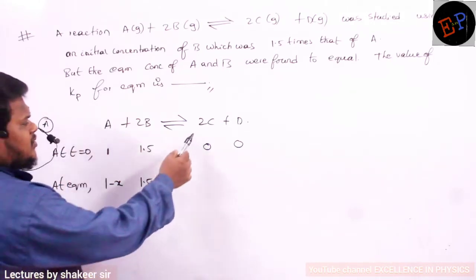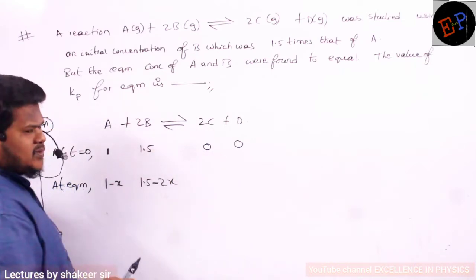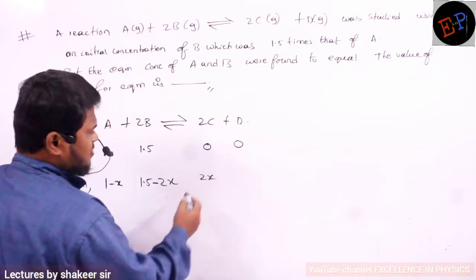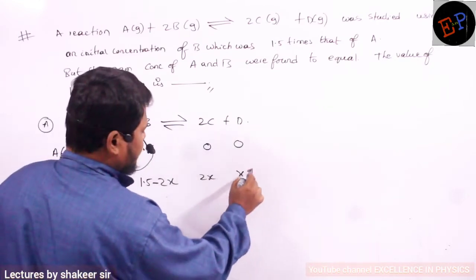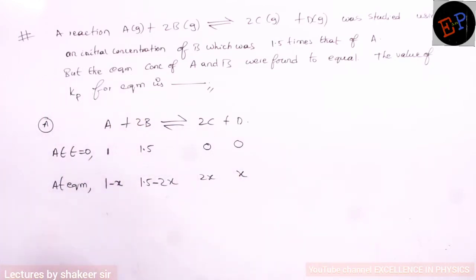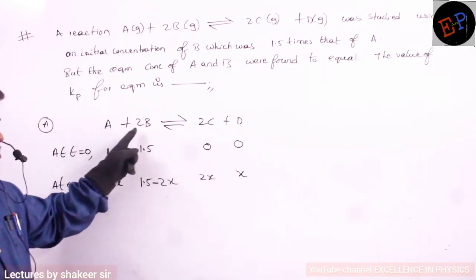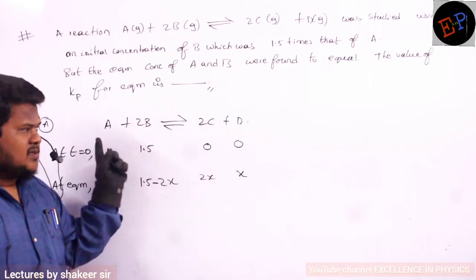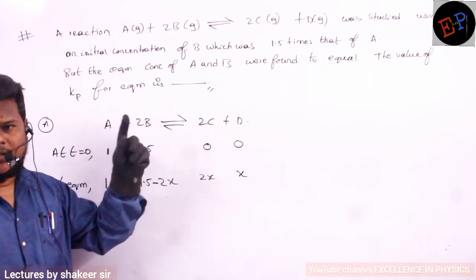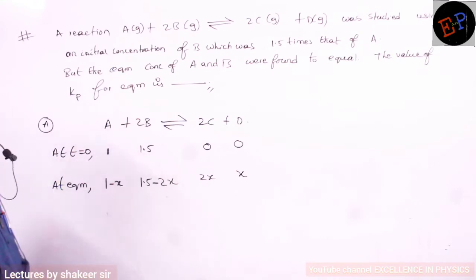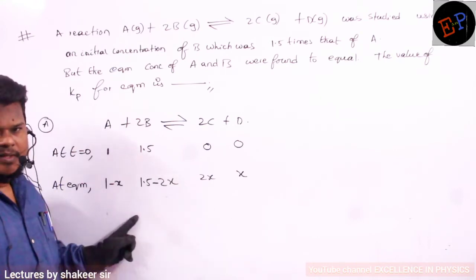Understood, no? And what is 2C here? 2 moles of C is formed, so therefore 2X. That's all, no? What about D? D will be X because there is only 1 mole. Are you able to understand how we have to write the reactions? Everything depends upon stoichiometric coefficients. Because at the starting I said Kp and Kc values depend only on temperature and these stoichiometric coefficients.